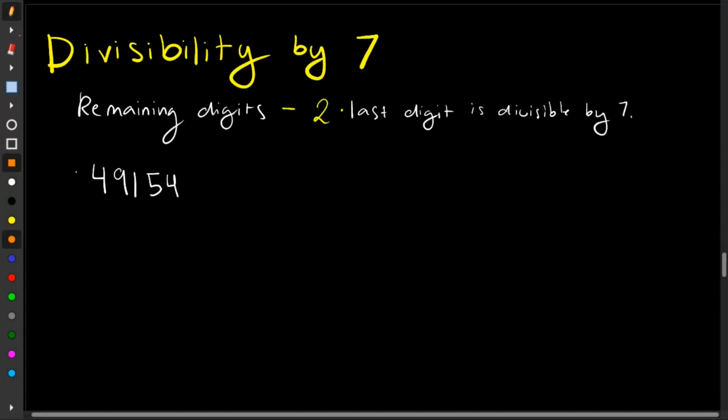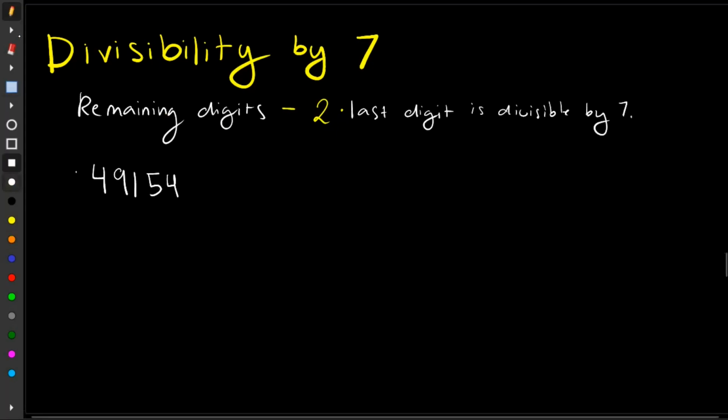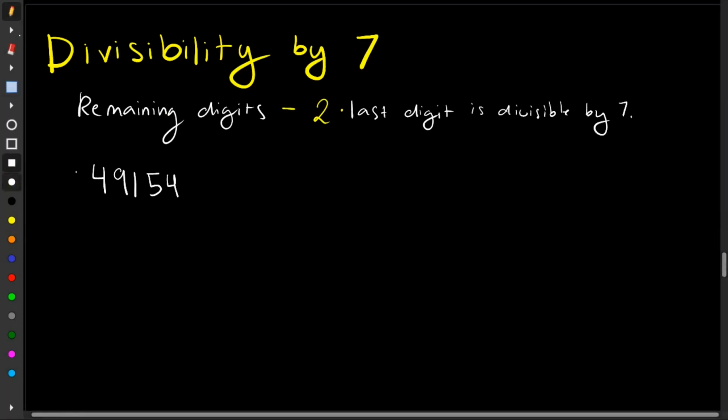Now next, for divisibility by 7, this one is more complex, but we just follow this formula: the remaining digits minus twice the last digit. Remaining digits represent the digits except the last digit, so we remove the last digit. Then we check if that is divisible by 7. Note that if after applying this the number is still large, we can repeat the process until we come up with an outcome that is more clear to us.